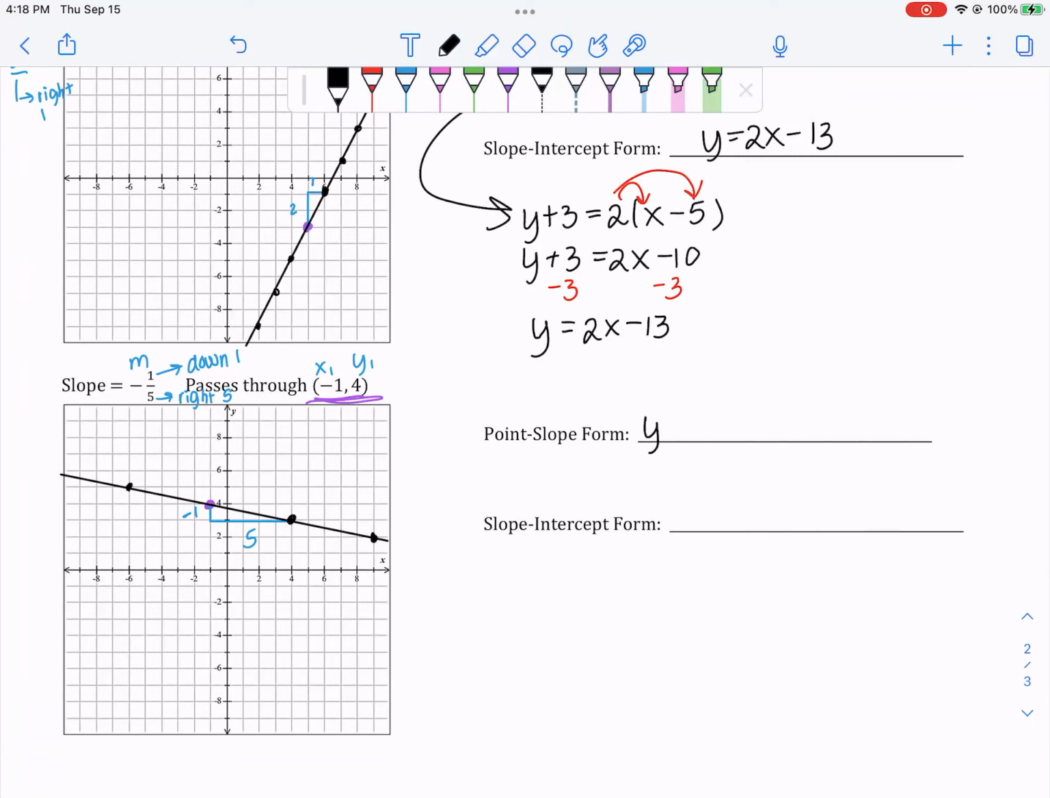Point-slope form: y minus y1 is equal to m, negative 1/5, times x minus x1, so minus a negative is plus.